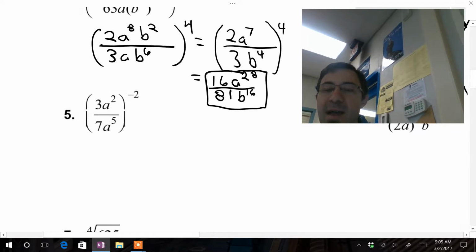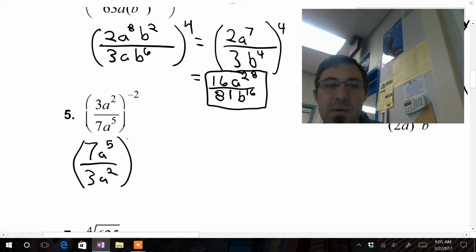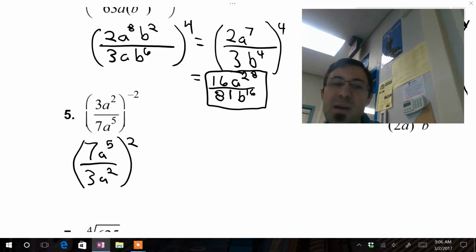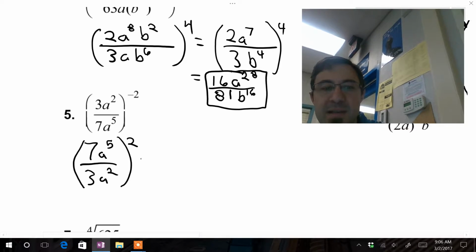Number 5, I would first take care of the negative exponent. So I'm going to flip them and write it 7a to the 5th on top, 3a squared on the bottom. It's still a 2 out here, but I've gotten rid of the negative exponent. Your other option is to distribute the negative into all the terms, but that gives you more negatives than you want to deal with. It's easier if I can get rid of it, and now I'm looking at all positive exponents. So top, I'm going to have 49a to the what? 6.